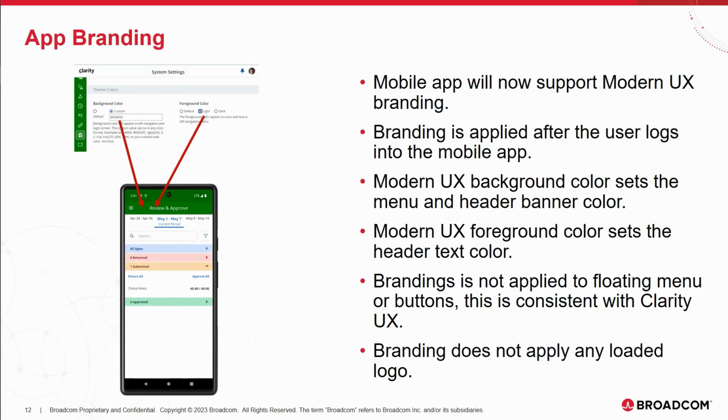As part of this release, we are now also going to support the modern UX branding. If you remember, in the modern UX, the branding is under the system settings page, where the administrator can configure what should be the background and foreground color for your Clarity app. We take that same setting and we can now apply that into your mobile app. So if on your server side you have set up the color to be green and the foreground to be light, then in the mobile app, we would set the background and the foreground for the menu and the header based on the background and foreground color.